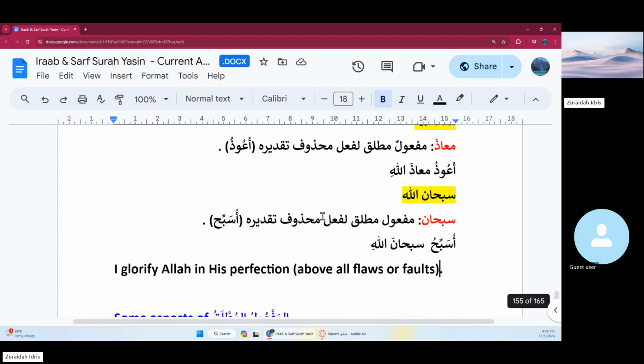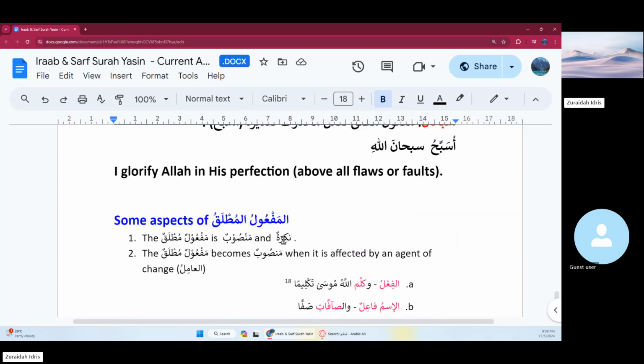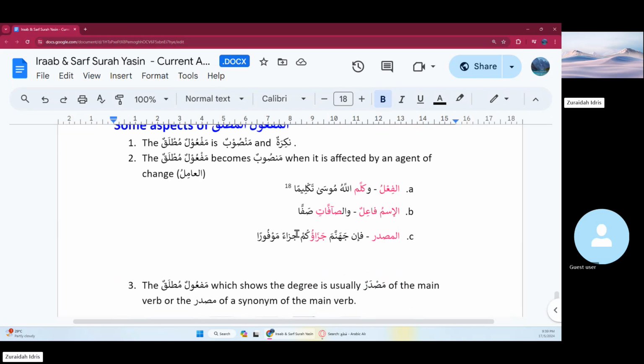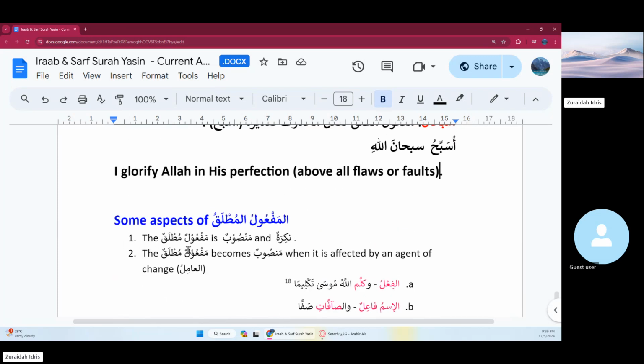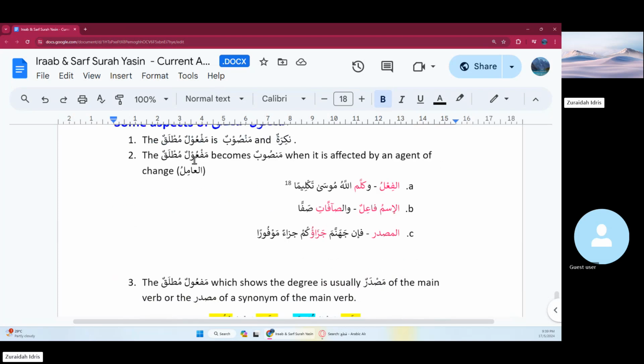So that's one. And here I've more or less summarized what we saw just now. I said that here the maf'ul mutlaq is mansub and it's nakirah. You don't have alif lam in front of a maf'ul mutlaq. And the maf'ul mutlaq can become mansub for different reasons. The most popular one is the fi'il, but it can also happen with an isim fa'il. An isim fa'il can behave like a fi'il, by the way. And your masdar can also behave like a fi'il. That's why it affects your maf'ul mutlaq.